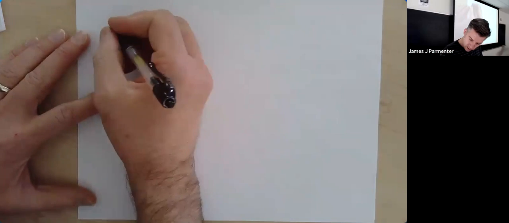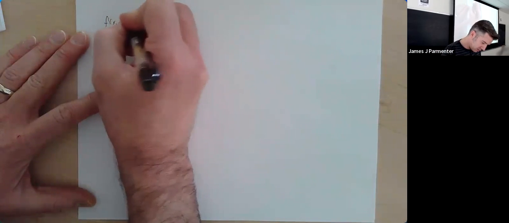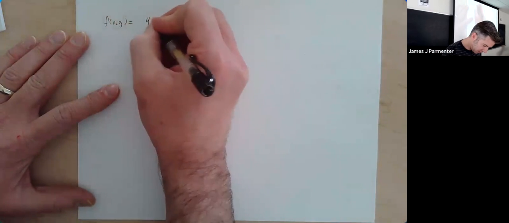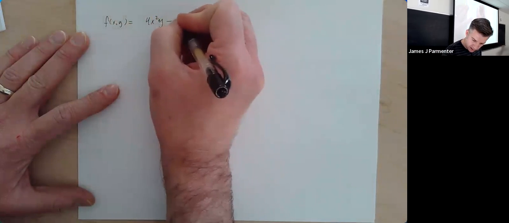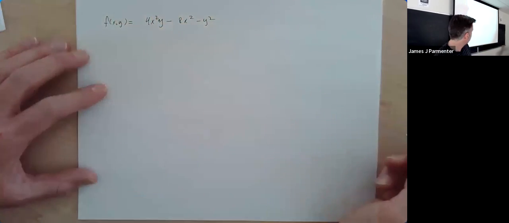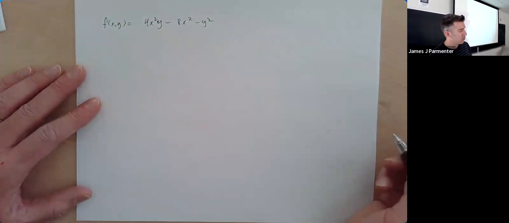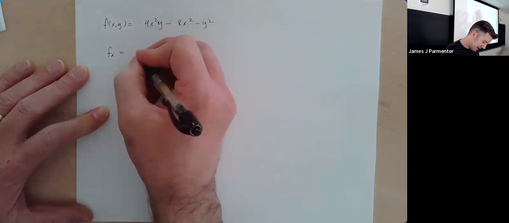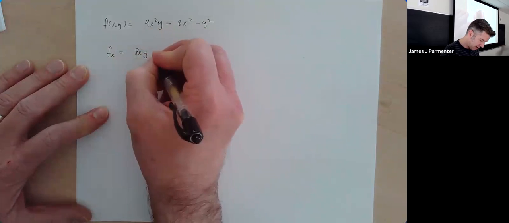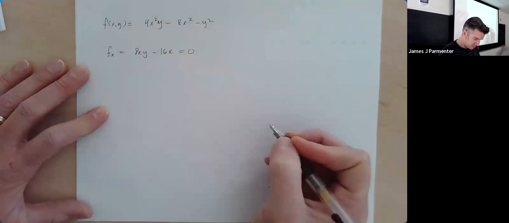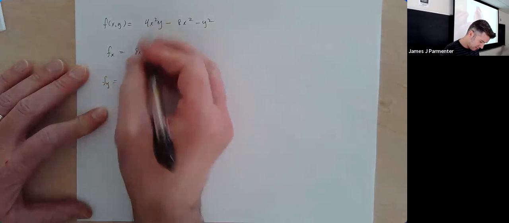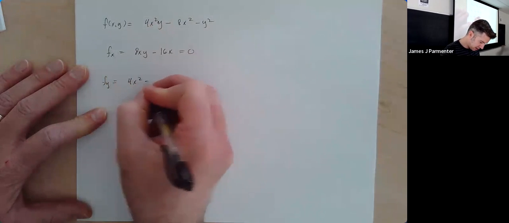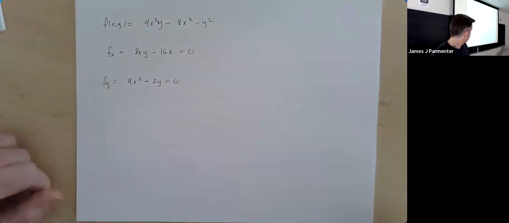Let's look at some classifying extreme problems. Sure, here's a good one. Let's say we've got f of x,y equal to 4x squared y minus 8x squared minus y squared. I want to find and classify the relative extremes. So of course, we take the partial derivatives equal to 0. So fx is going to be 8xy minus 16x equal to 0. Fy is going to be 4x squared minus 2y equal to 0.